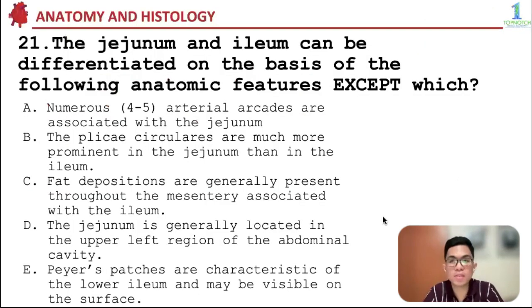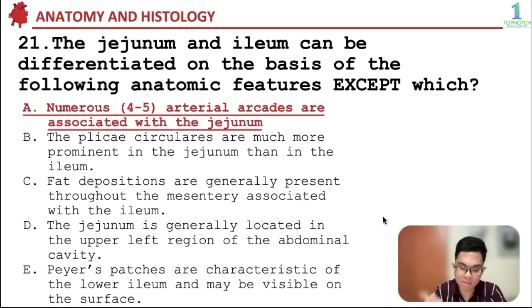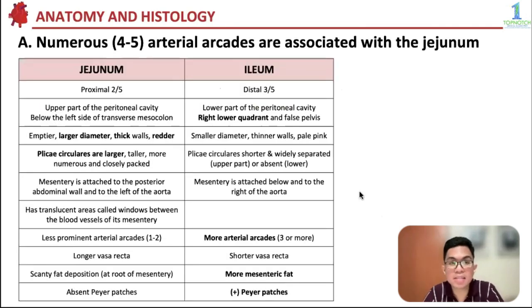So, question number 1, which of the following does not differentiate the jejunum from the ileum? The correct answer here is letter A, because numerous arterial arcades are associated with the ileum, not the jejunum. Okay? So, here is a table listing down the differences ng jejunum tsaka ileum.